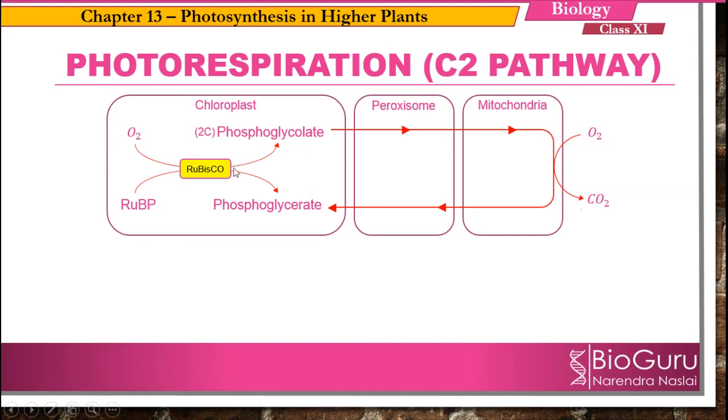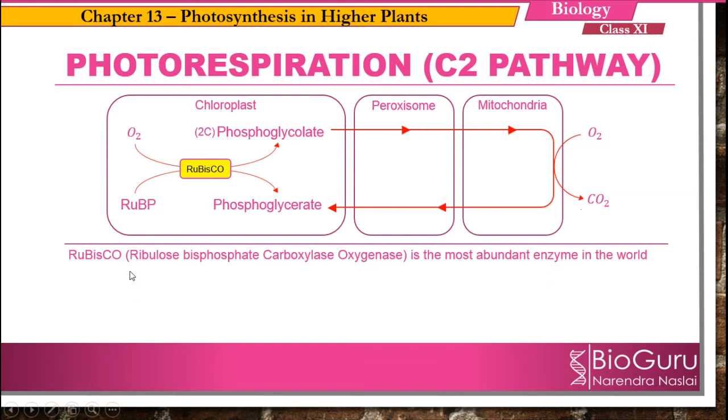Let's talk about Rubisco. Rubisco, ribulose bisphosphate carboxylase oxygenase. This enzyme name is very important. Rubisco is said to be the most abundant enzyme in the world. Yes, the most abundant enzyme in the world, as well as the most abundant protein in plants. Do you know the most abundant protein in animals? If you know, write down in the comment box.